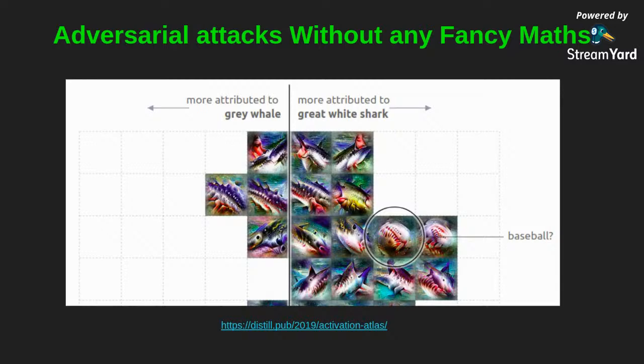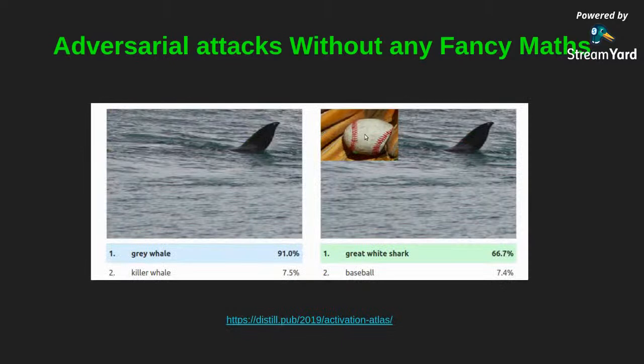On distill.pub, we have this activation atlas, which can be used to visualize the layers of a convolutional neural network. In this particular example, you can see that the filter that activates when there's a great white shark inside the image looks similar to a baseball. And when a baseball is kept next to gravel, it is predicted as a great white shark. So it's again a typical case of misclassification. But from an attacker's perspective, if it works, it works, right? The attacker has to be right just one time and not infinite times. So these kinds of visualizations of neural networks can also be used to generate adversarial samples for a target model.